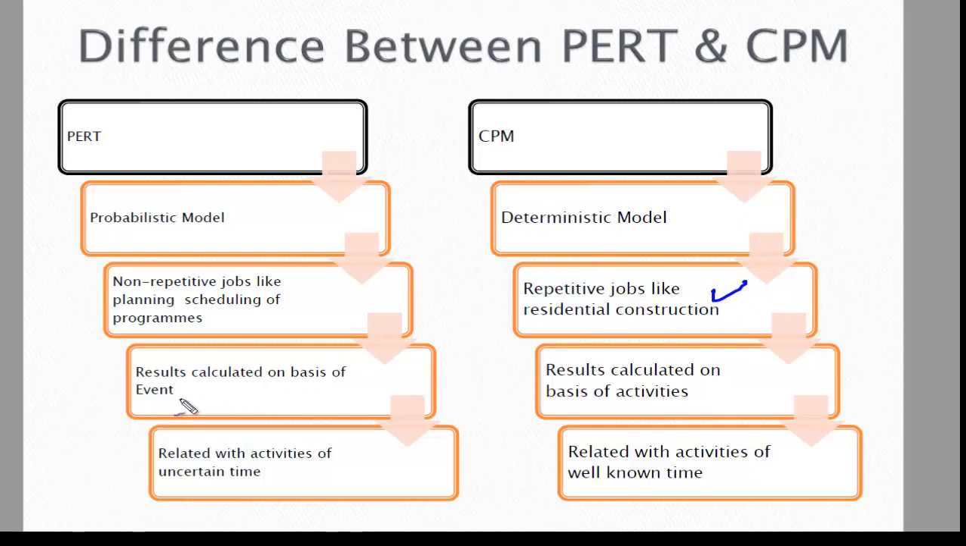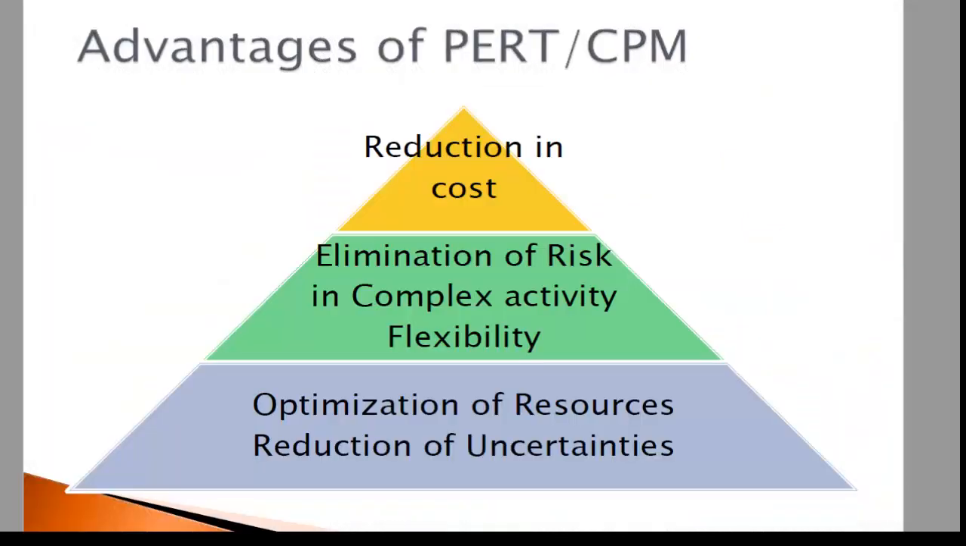Okay, and an important thing is PERT is based on the events, but here the results are calculated on the basis of activities. PERT is related with the activities of uncertain time, and here we already know the well-known time. So overall, what are the advantages of PERT and CPM? They reduce the cost, eliminate risk in complex activity, and give flexibility and optimization of resources.